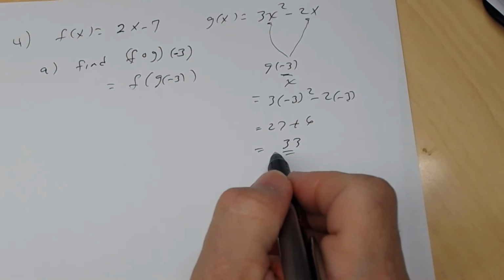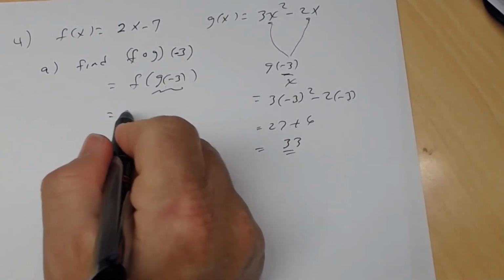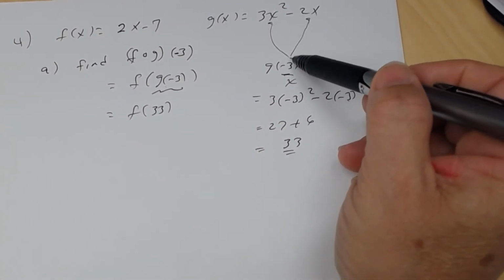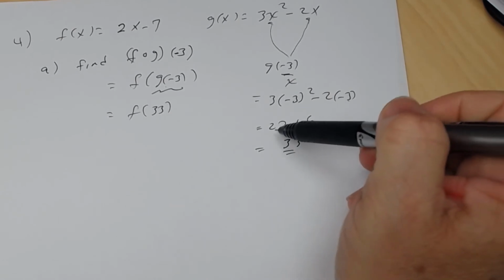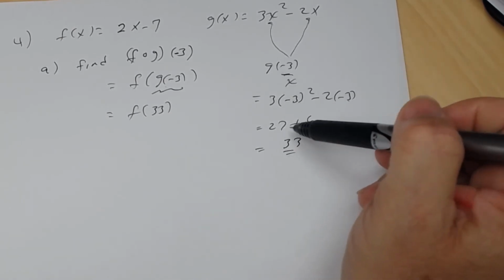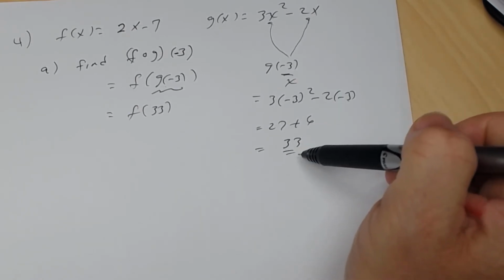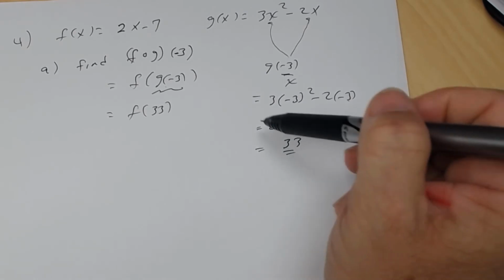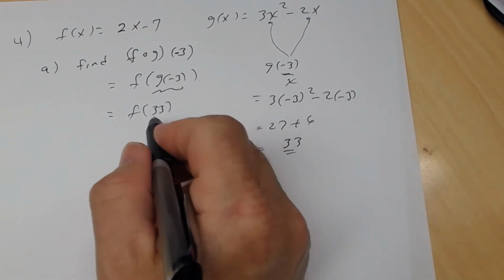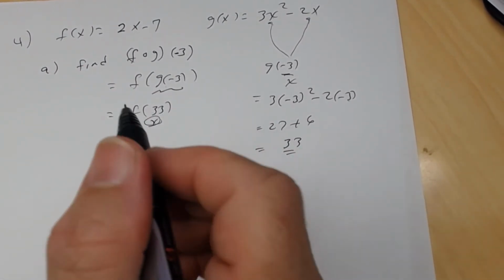So you take that and replace g of negative 3 with the number you just found. So this becomes f of 33. Remember, your input was negative 3, and this gave you an output. So when x is negative 3, your y value is 33. But this output then becomes an input that I put into f. Wherever we see the variable x in f, you substitute 33.